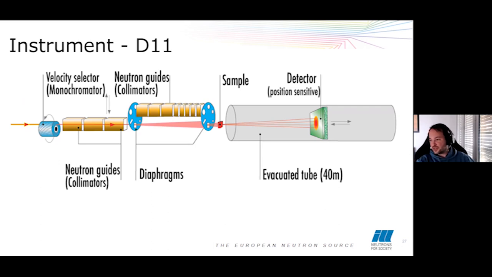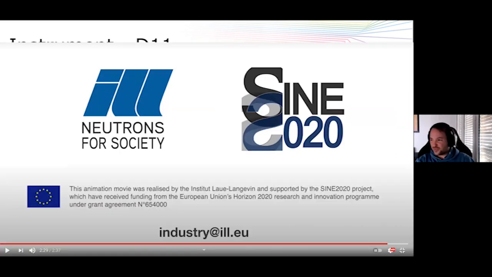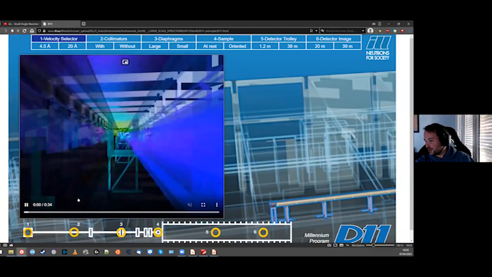This is the scheme on D11, where the monochromator is a velocity selector. Then diaphragms to collimate, to choose the shape, and collimators to help increase. And then we see the big tube of D11, the big yellow tube if people go into ILL7. Here I'll also show a little video from D11, so people have maybe a better idea.